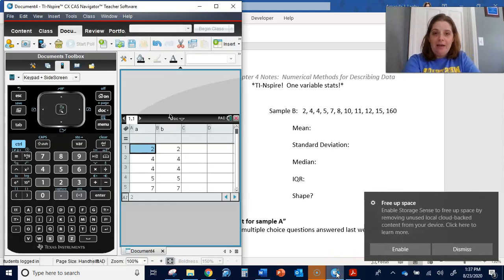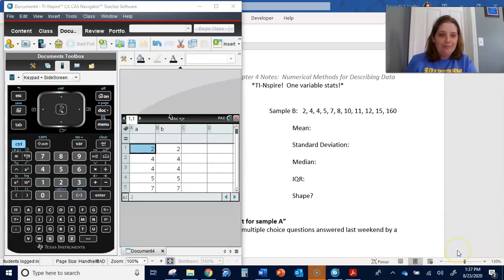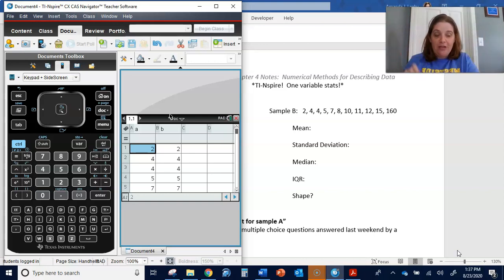I've already got these typed into my calculator. I have list A and I have list B. My computer is happy to give me notifications here in the corner. I just want you to notice the only thing that's different in these two lists is that this one has a 160 and the other one has a 16.